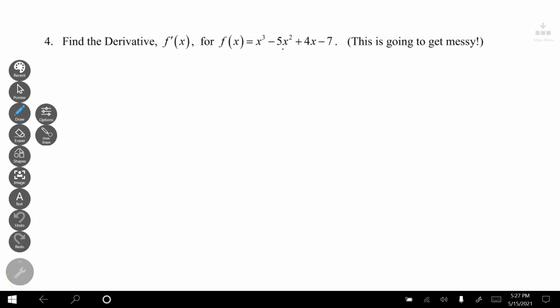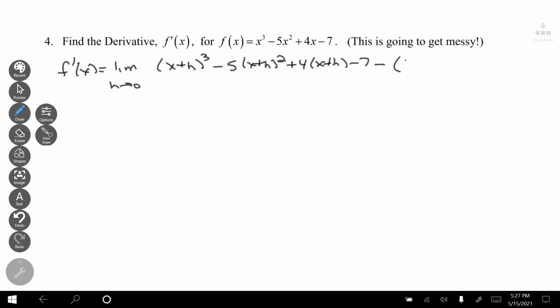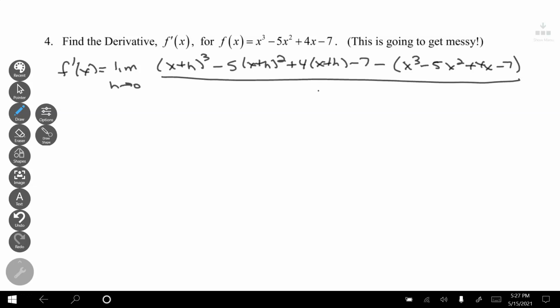Okay, much more difficult problem. f prime of x equals the limit as h goes to 0, x plus h cubed, which is going to be messy, minus 5 times x plus h squared, which has got some stuff to do, plus 4 times x plus h minus 7, minus the original function, all over h. And now I have to expand everything out, including that x plus h to the third and x plus h squared, and so on and so forth, and multiply things out. It is going to be very messy.